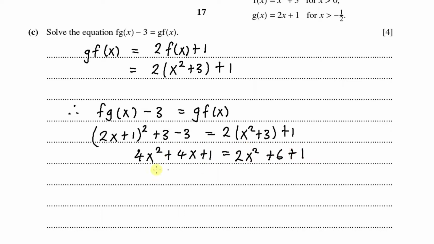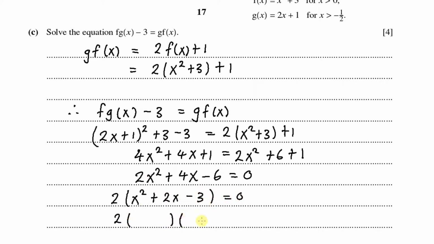Now, taking all the terms to one side, we have 4x squared subtracting 2x squared to get 2x squared. And we have the 4x here. And we have 6 plus 1, that's 7. And 1 minus 7 is minus 6. So everything is now equal to 0. So we can factor out 2 here, and we get x squared plus 2x minus 3 equal to 0.